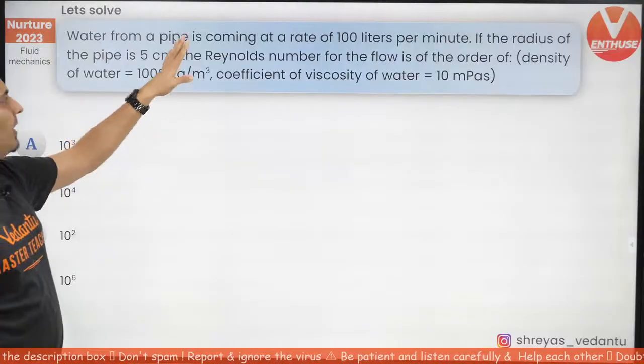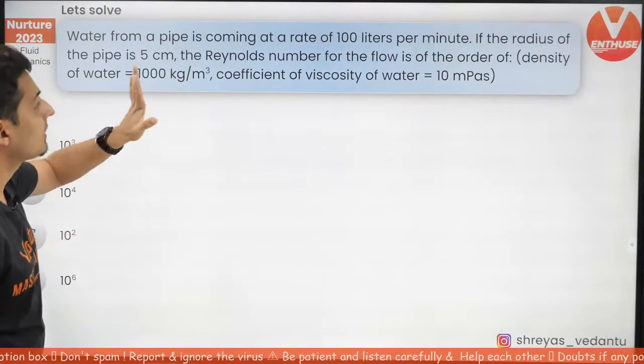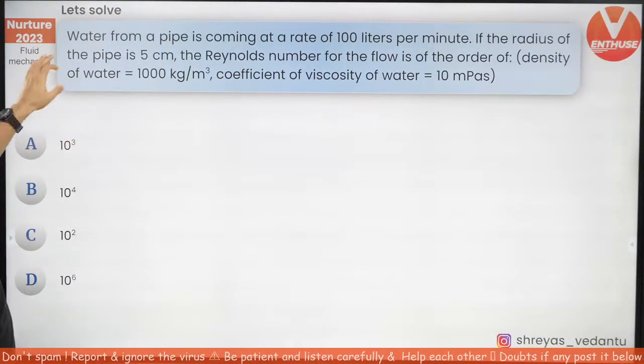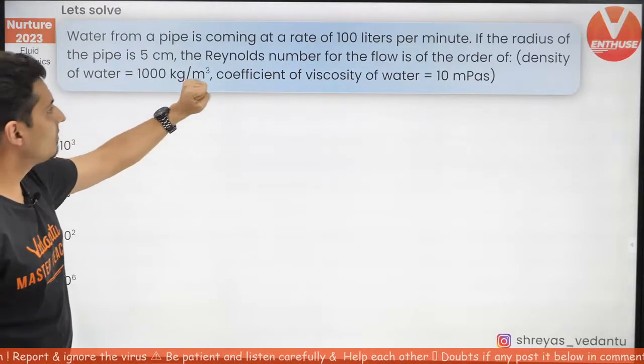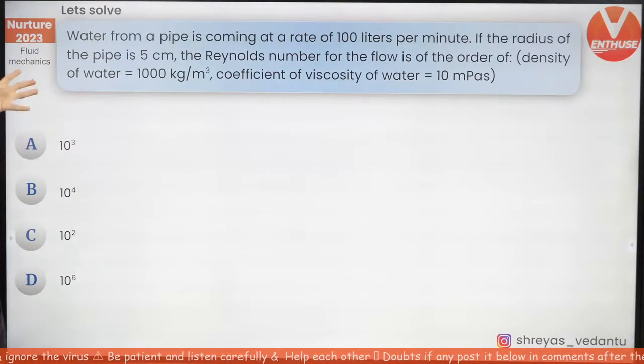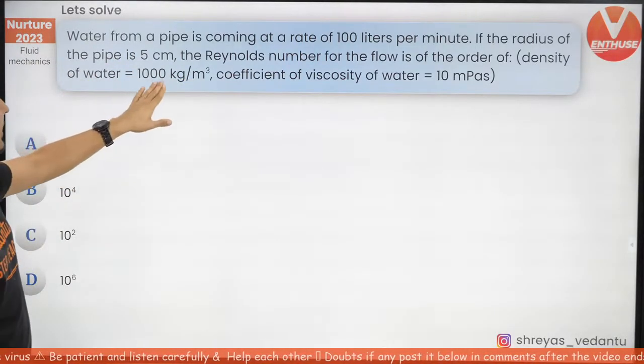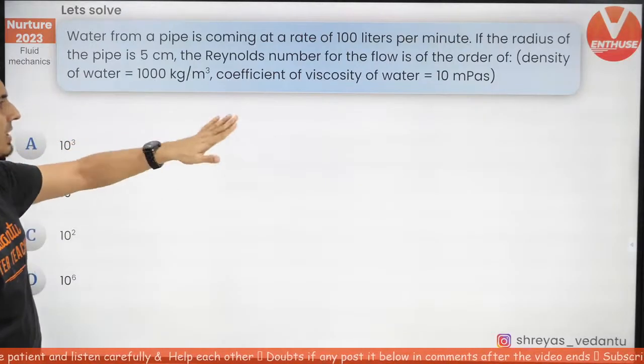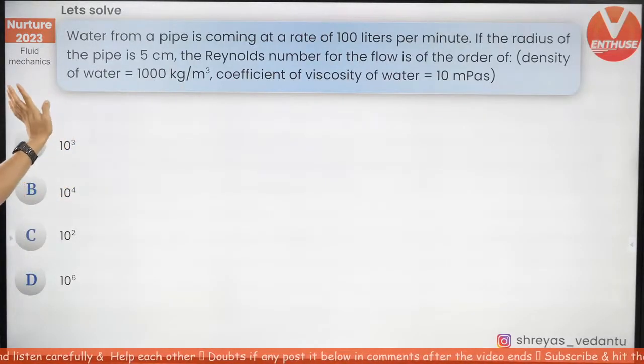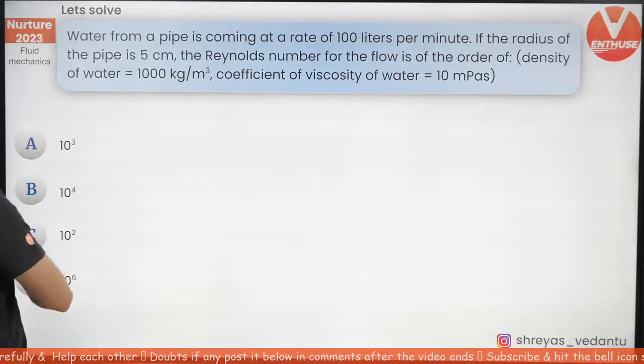So water from a pipe is coming at a rate of 100 liters per minute. The radius of the pipe is given. The Reynolds number is of which order? The density of water is given, and the coefficient of viscosity is also given. So let's try to figure out what the Reynolds number is for this case.